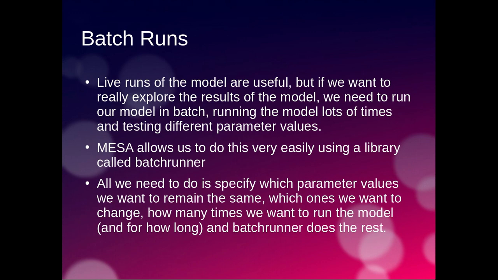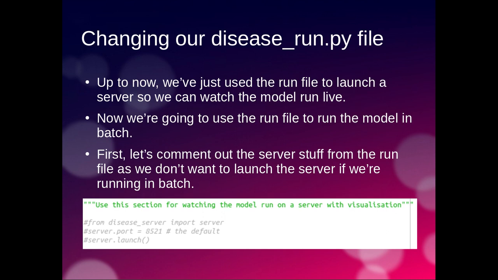The way we do that, rather than setting up a server to run as we have before to watch the thing live, is we can use a library called BatchRunner. BatchRunner is really easy to use because it allows us to say, I want those parameter values to stay the same, I want these parameter values to change within these ranges, and then tell it to go off and try all of those different combinations, and it'll nicely bring us back all the data. That's really useful when we're testing out lots of different combinations. So let's have a look at this in action.